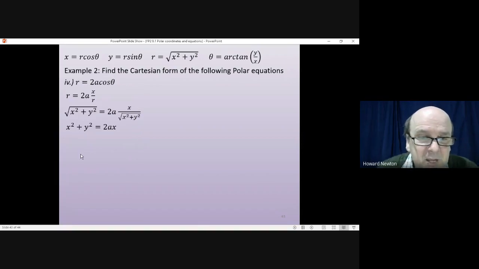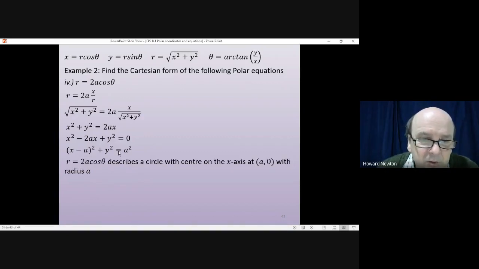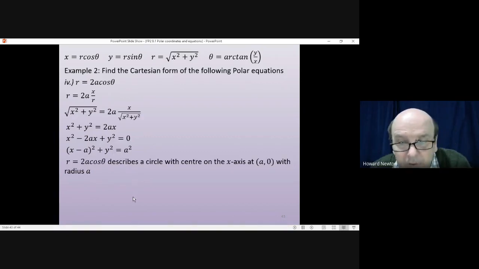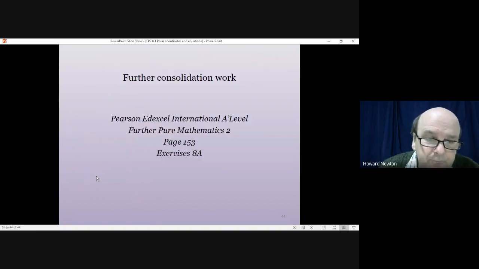Bringing this square root across here will give us x squared plus y squared is equal to 2ax. Or x squared minus 2ax plus y squared equals 0, which becomes (x minus a) squared plus y squared equals a squared. And the reason for writing it in that form is then we have a circle, which has center on the x-axis at (a, 0) with radius a. So in general, if you have the polar equation r equals 2a cos theta, that is what it is. It's a circle, center on the x-axis at the coordinates (a, 0) with radius a.